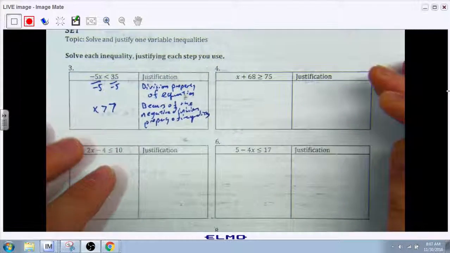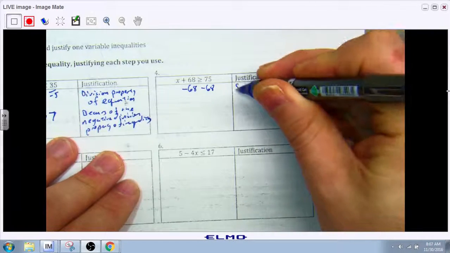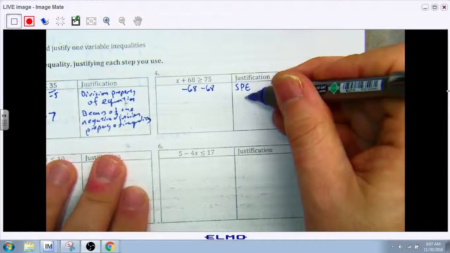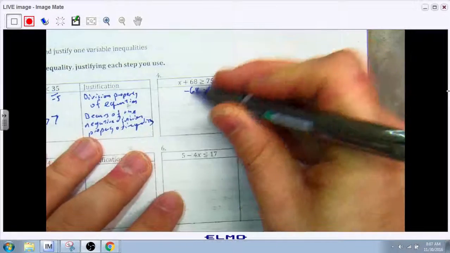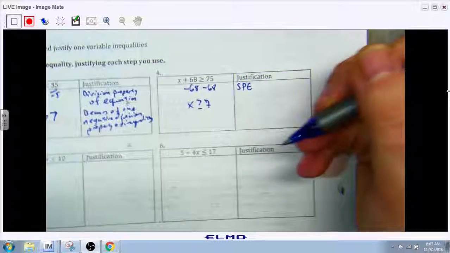That's it. Same thing here. I can subtract 68. I can subtract 68. That's the subtraction property of equations. And you can see I just started to simplify it. We know what this means now. So we got x is greater than or equal to 7. Okay? That's pretty much all that's asking you.